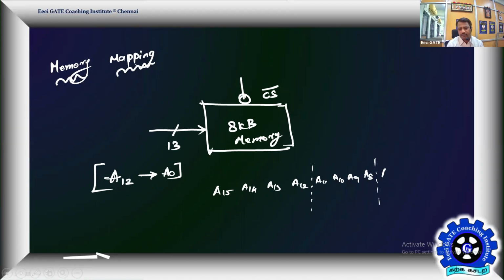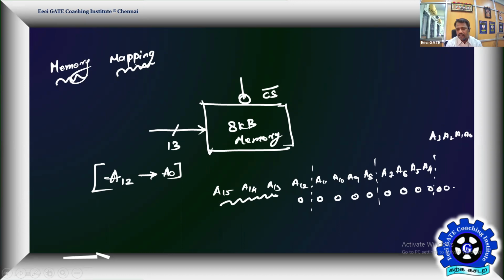Then A7, A6, A5, A4, that's the next nibble. Then you get A3, A2, A1, A0, that's the next nibble. So these are free now for the chip selection. Rest of them all begin with 0. That's the minimum, the first address of your location. The last address will be all ones.